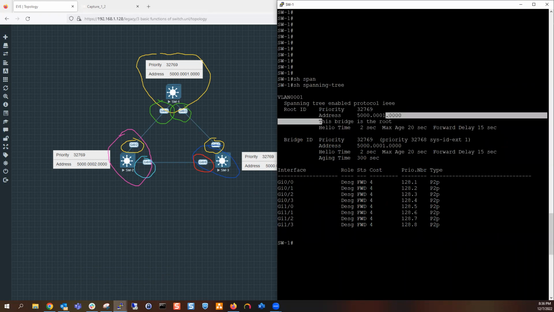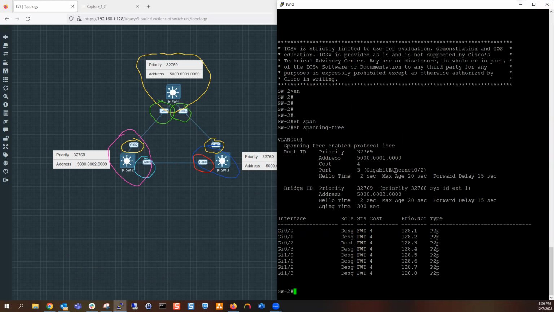Which one will tell you this is a root bridge? I apologize. I'm thinking about Juniper. So yeah, too many vendors I'm touching.